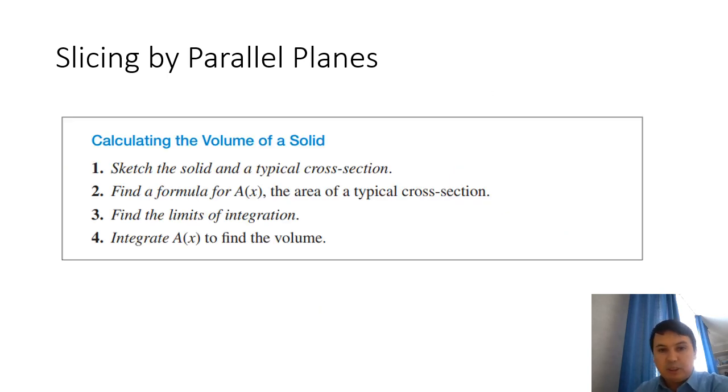So the process of calculating the volume is as follows. First you sketch the solid and the typical cross-section. Visualization is important. Next you find the formula for A(x), the typical area. Then find the limits of integration, a and b. And finally, you simply integrate A(x) from a to b.